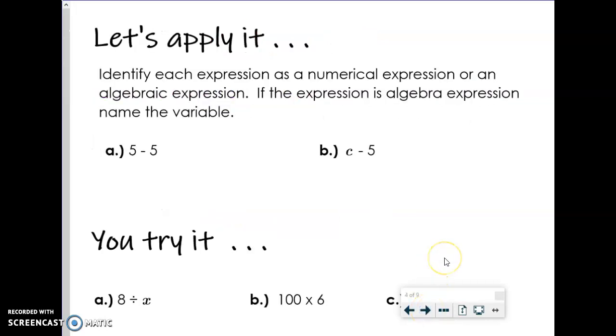Okay. So let's take a look and identify each expression as either a numerical expression or an algebraic expression. If it's an algebraic expression, I want to know what the variable is. So here, I'm going to take a look at these two. Here I've got 5 minus 5. So I want to check to see if there's any variables. Right away, that'll tell me if I've got an algebraic expression. Here, 5 is a number, and I've got an operation symbol for the minus. I don't have any variables. So this must just be a numerical expression.